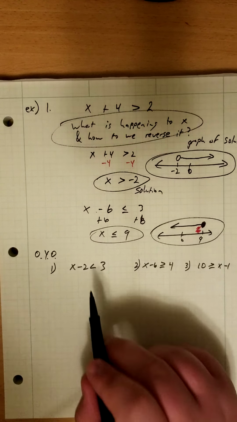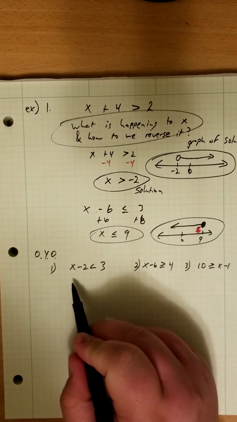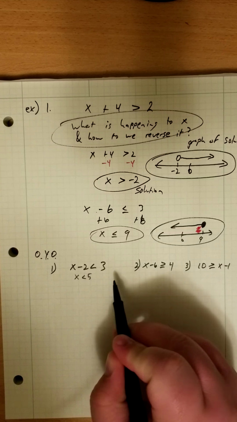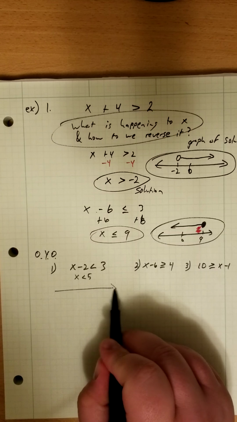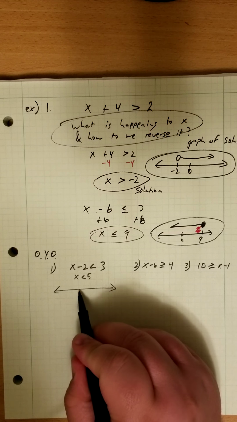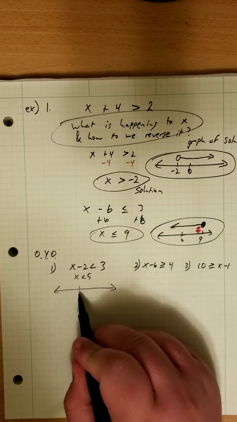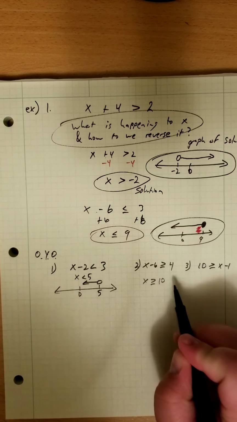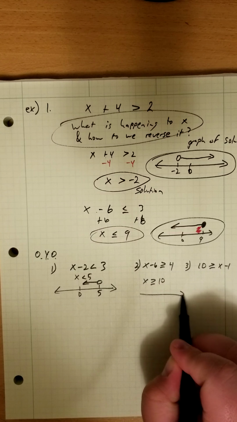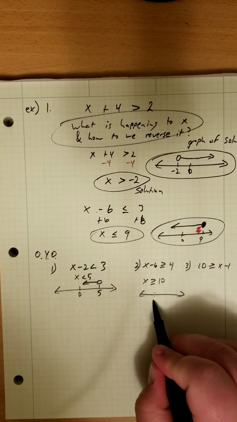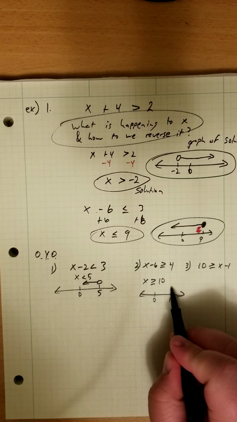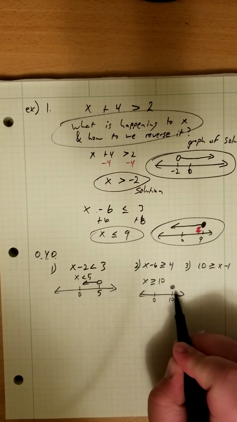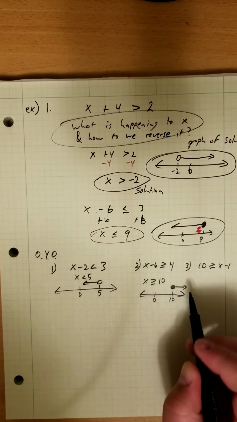Okay, I assume that you've paused your videos. The answer for this one is x less than 5. And the graph would look like, if here is 0, I'm going to say that that is 5. Open circle, shaded to the left. Number 2, x greater than or equal to 10. Here's 0, here's 10. Closed circle above 10, and then we shade to the right.